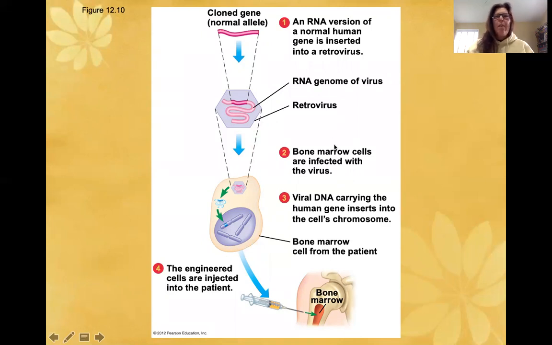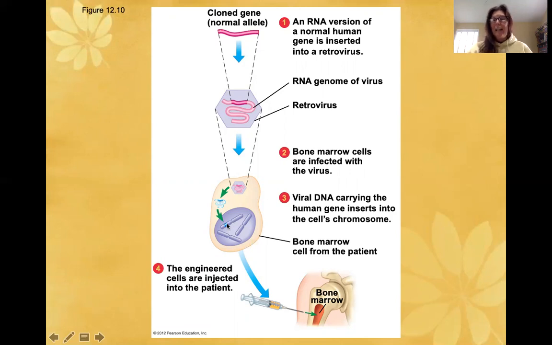Okay. We're going to take the normal allele and put it into what's called a retrovirus. Retroviruses deliver RNA. And so when we put that virus into our cell, we also have to put another protein in there called reverse transcriptase. And that does exactly what it sounds like, right? Transcription goes from DNA to RNA. With reverse transcriptase, we're going to take RNA and make it into DNA. And so then that gets inserted into the chromosome here.